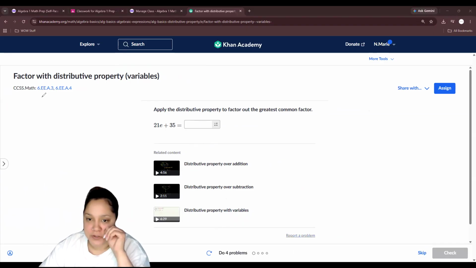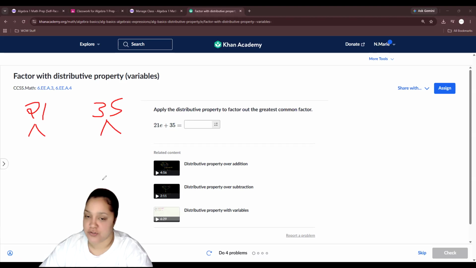Early on, usually in middle school, they teach you what's called the GCF. So I have the number 21 and 35. What is the greatest common factor of these? And if you don't know what it is, you can do prime factorization. It does not matter what two numbers you start with. You can start with any numbers.